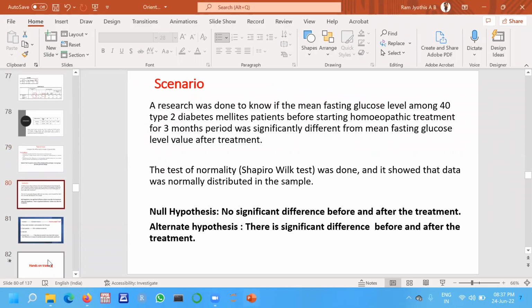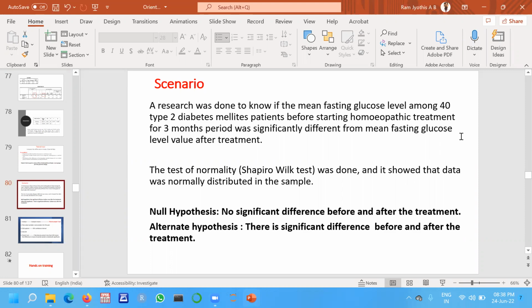The scenario is that a research was done to know if the mean fasting glucose level among 40 type 2 diabetes mellitus patients before starting homeopathic treatment for a 3 months period was significantly different from the mean fasting sugar value after treatment. So here only one group is there. We are comparing the fasting blood glucose level before the treatment, and after 3 months, again in the same samples, we are finding the fasting blood sugar and comparing the before and after mean value. Okay, so the sample size is 40.